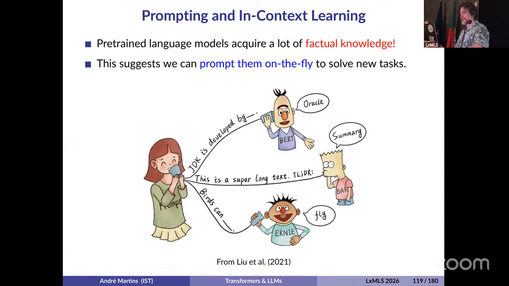Okay, so let's talk about this paradigm of prompting and in-context learning that followed the idea of pre-training and fine-tuning that I mentioned earlier. As I mentioned before, pre-trained language models acquire a lot of factual knowledge, and this suggests that we can prompt them on the fly to solve new tasks.